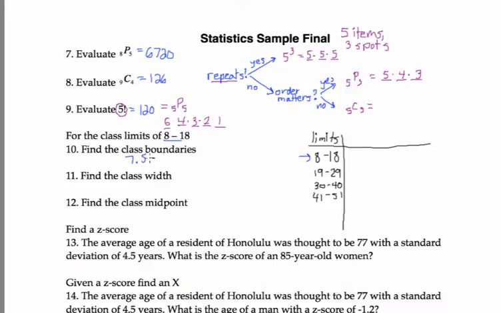What would the boundaries be for that class? 0.5 below to 0.5 above. Those would be the boundaries.